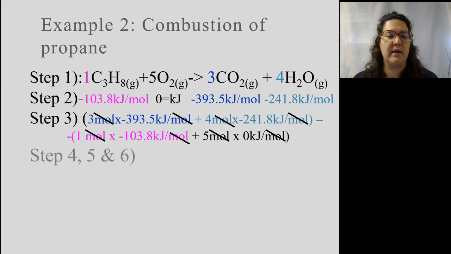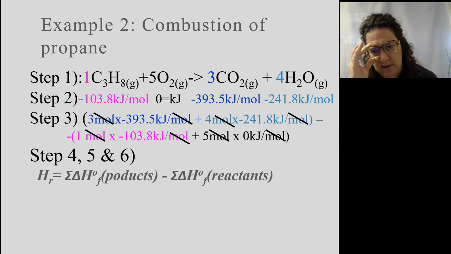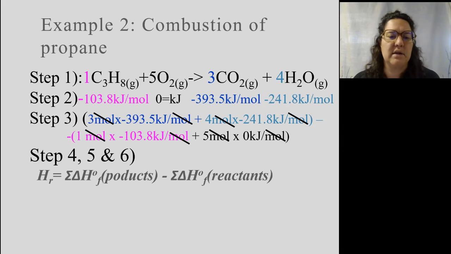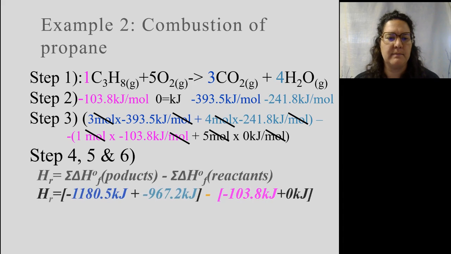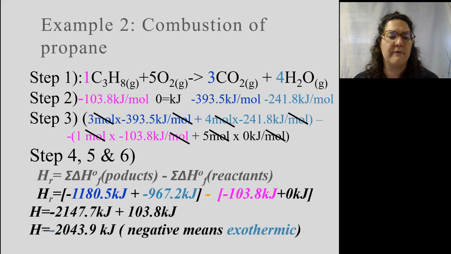Now we want to multiply our equation. I'm just crossing out the units there. We multiply our coefficients by our heats of formation, and then we can subtract our reactants from our products. You don't have to do this in more than one step. If you can just put it all into your calculator with appropriate brackets, your calculator will do all these steps in one. Then we have our final heat of combustion of negative 243.9 kilojoules.